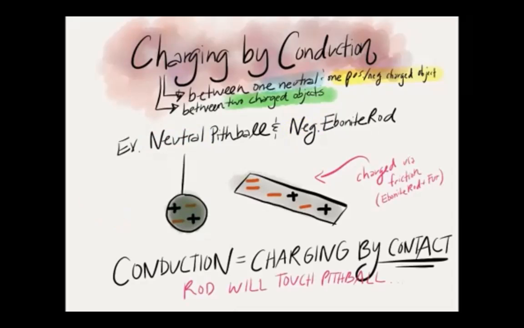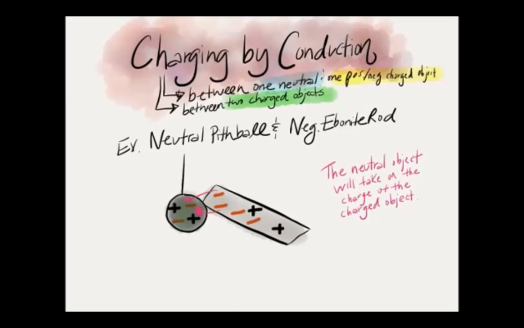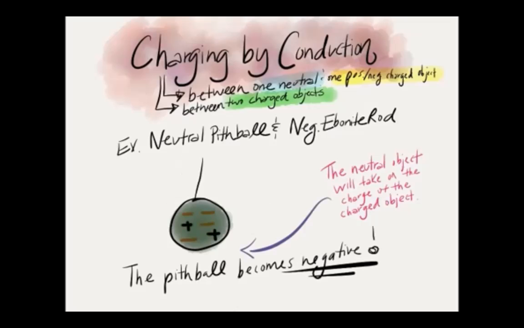When we're dealing with conduction, it is charging by contact. So in this case, the rod will touch the pith ball. And when it does that, the neutral object, which is the pith ball, will take on the charge of the charged object. So the electrons will travel from the negative ebonite rod to the neutral pith ball. And so the pith ball becomes negative.